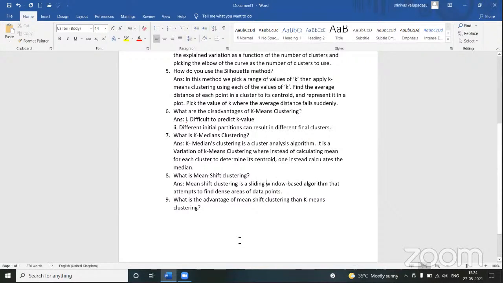So, very simple thing: in mean shift clustering, there is no need to select the number of clusters like that in K-means. It automatically discovers. In K-means clustering, we decide the number of clusters, but here we cannot define it. It automatically discovers.